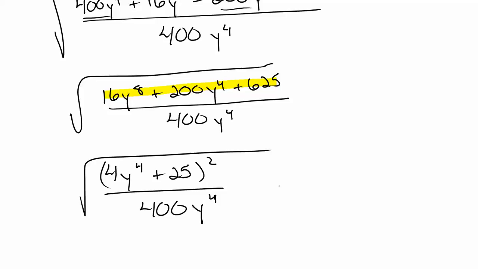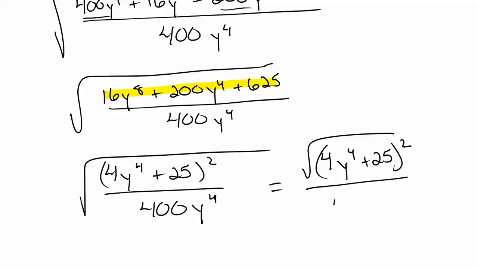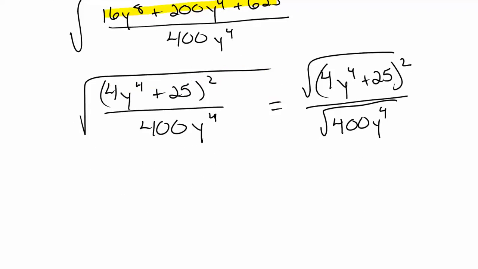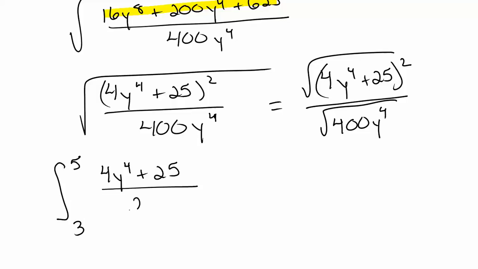And now you can take the square root of the top and the square root of the denominator. So the square root of this, of course, is just going to be that stuff. And the square root of this is just going to be easily 20y squared. So back to our integral now, we'll have the integral from 3 to 5 of the square root of the numerator, which is just going to be 4y to the 4th plus 25 divided by the square root of the denominator, which was 20y squared, dy. Now this is not such a bad integral problem.